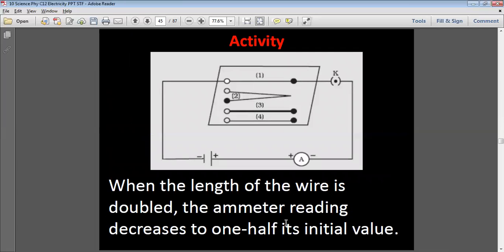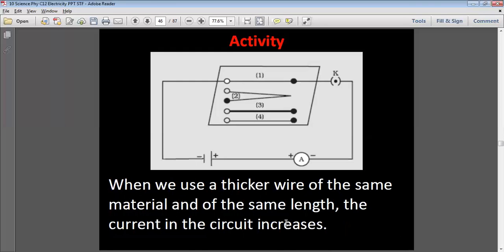First activity: when the length of the wire is doubled, the ammeter reading decreases to half of its initial value. Means when the wire length is more, the ammeter reading will decrease to half of the value. Activity 2: when we use a thicker wire of the same material and same length, the current of the circuit increases.